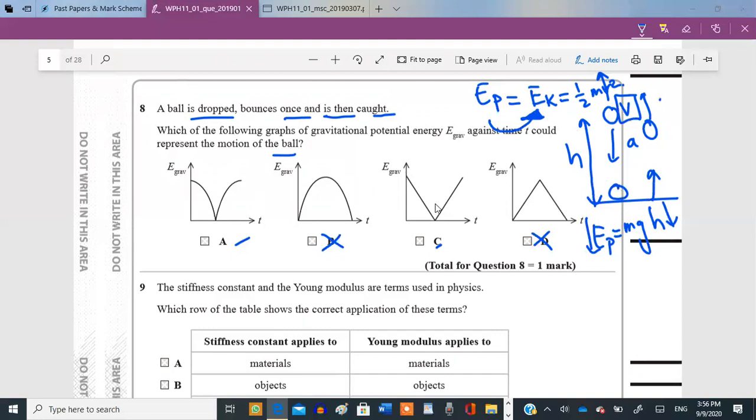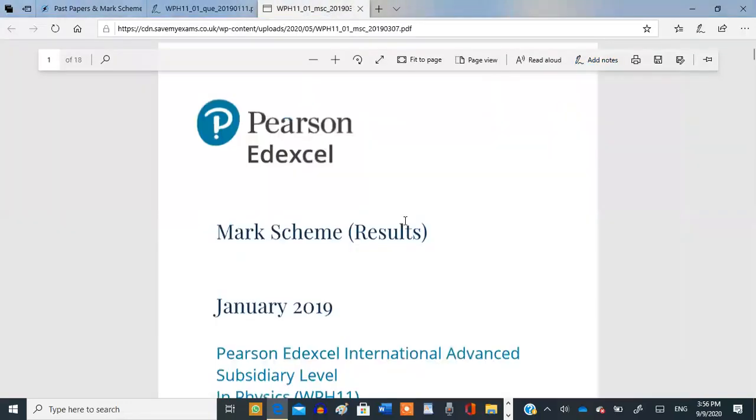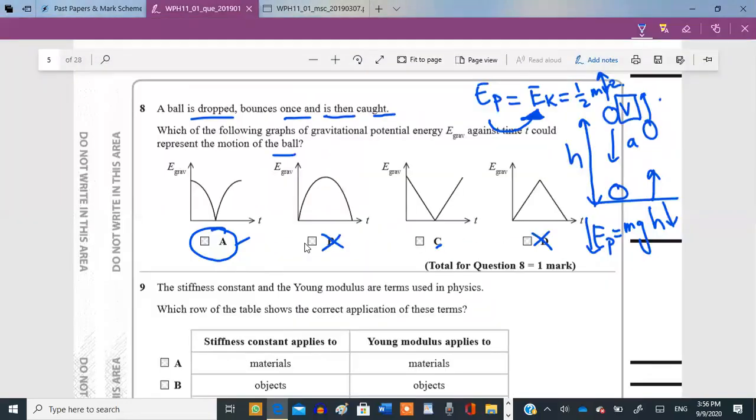So it's not going to be C, because C shows a constant fall in gravitational potential energy with time. It is going to be A. Is it A? Yeah, it's A.